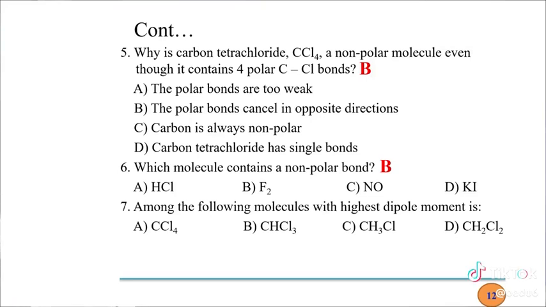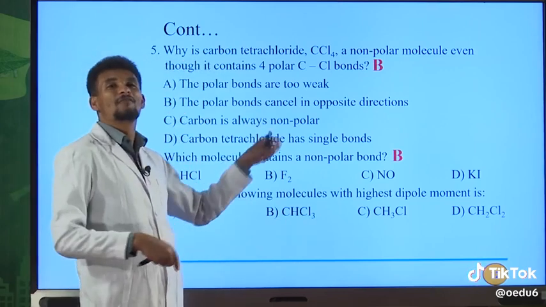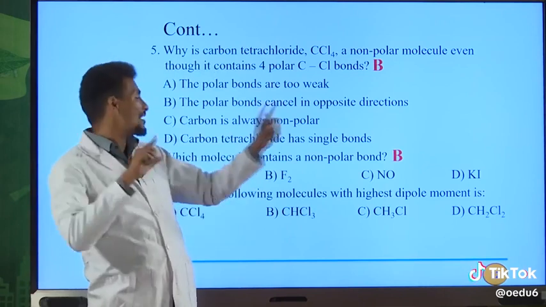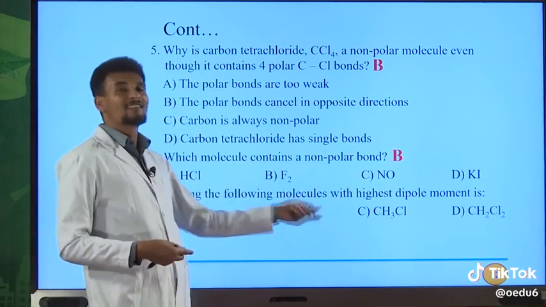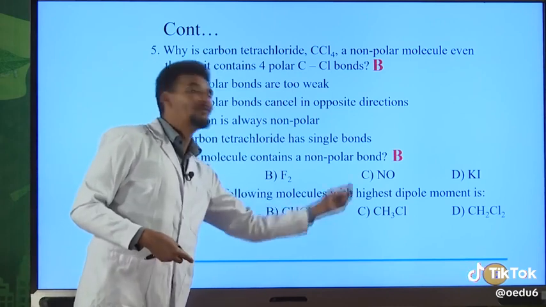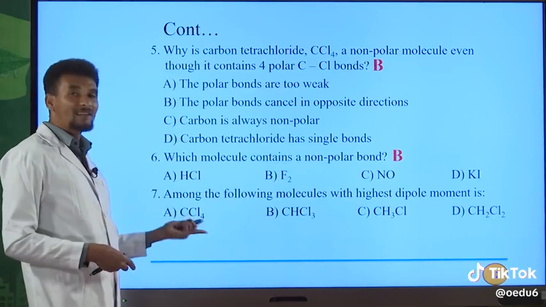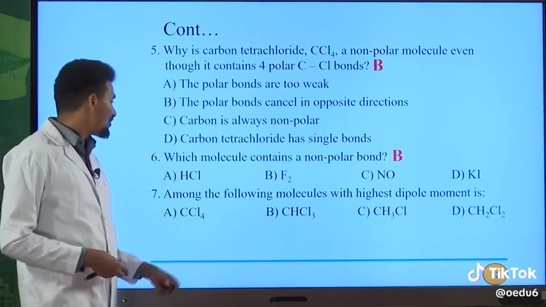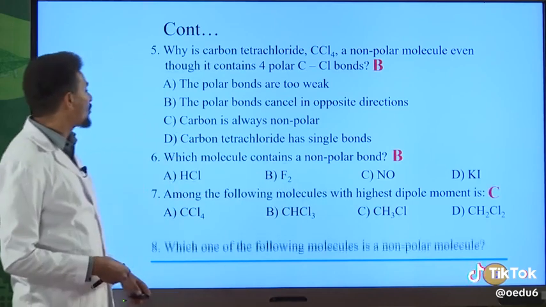Question 7. Among the following molecules, which has the highest dipole moment? Here we have only 1 chlorine atom, but here 3 chlorine atoms. The vector of 1 chlorine atom cancels the vector of another chlorine atom because they are in opposite directions, but they have the same magnitude. Therefore, it decreases the dipole moment. So the dipole moment of this one is greater when compared with the others. The dipole moment for carbon tetrachloride is equal to 0. So C is the correct answer for this question.